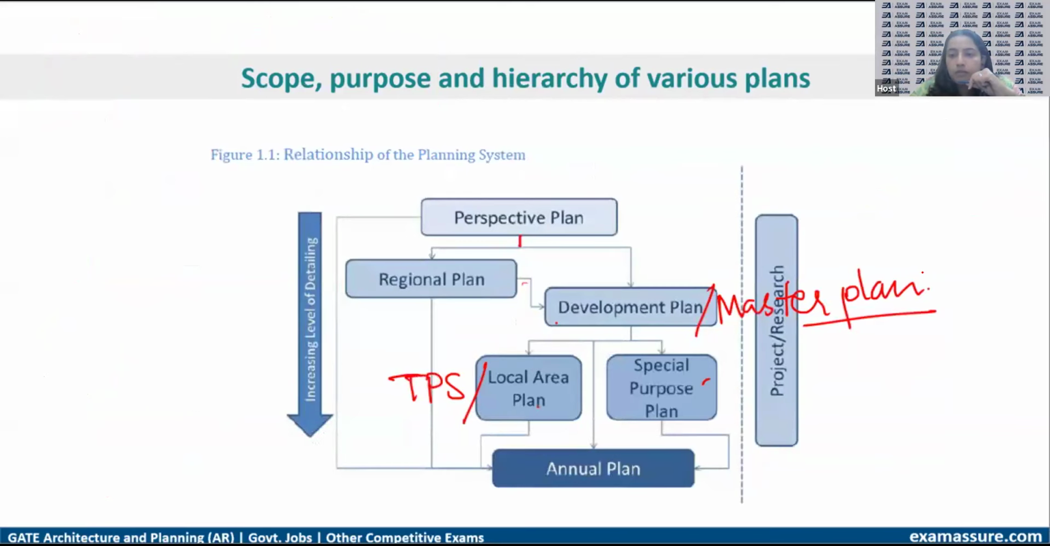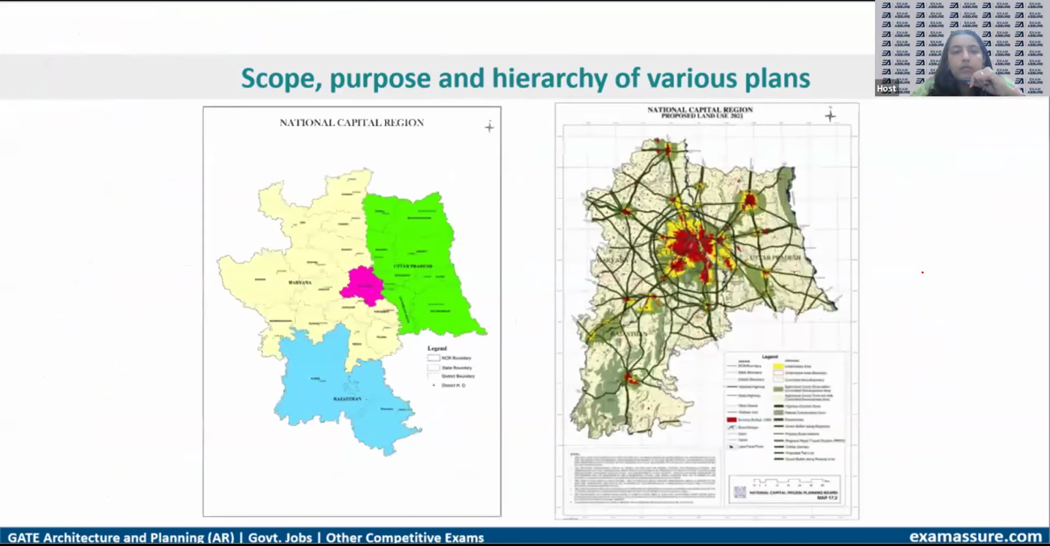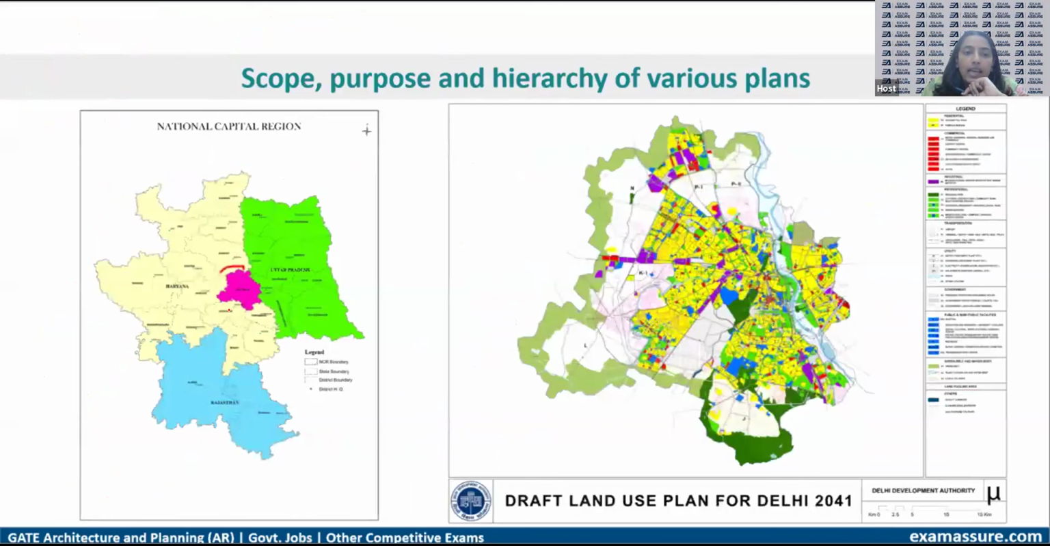Okay. Now, to understand in more detail, for the NCR region, for the entire region, you have a regional plan. But when we come to Delhi, Delhi has a master plan. Here in Delhi, the word master plan is used, whereas in the state of Maharashtra, the word development plan is used. But if you look at the contents, they are the same.